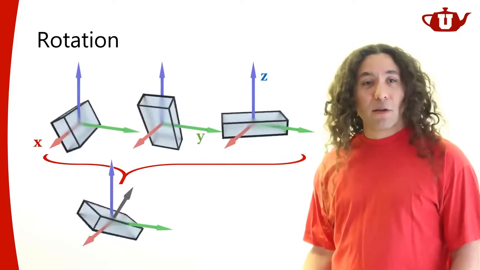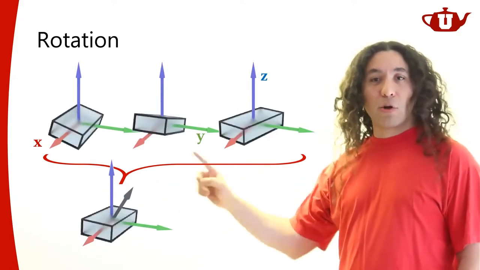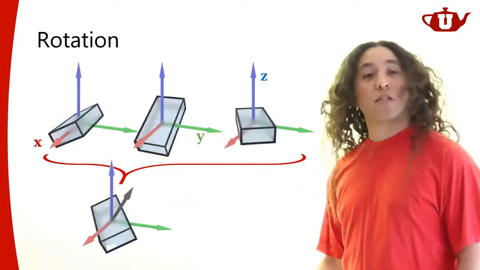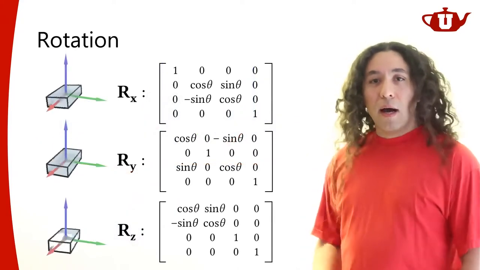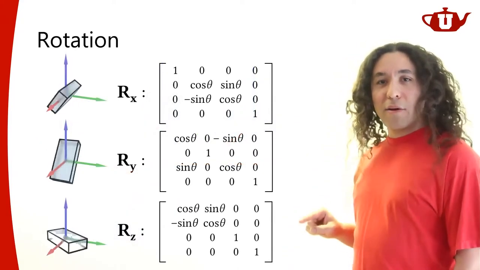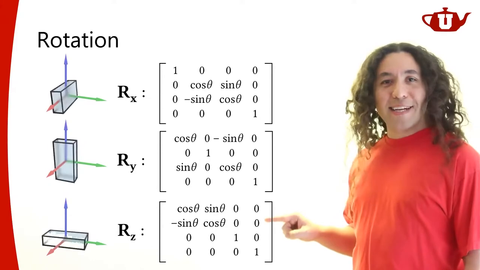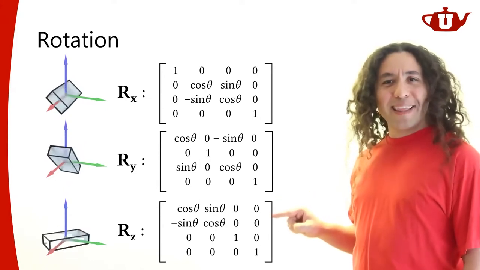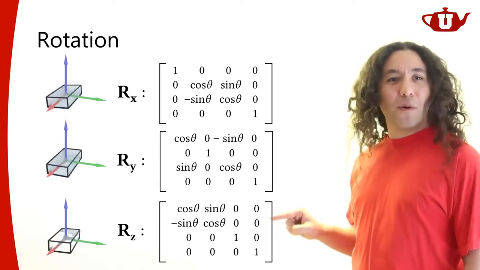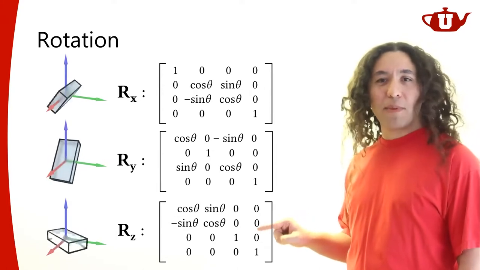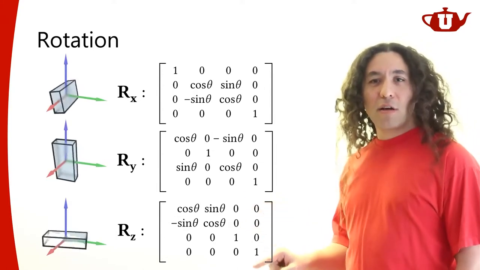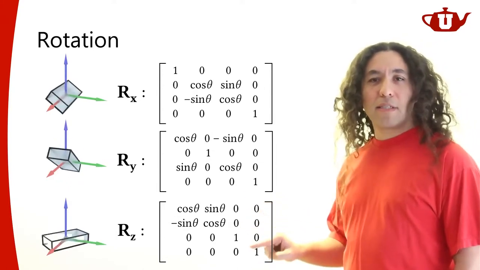All right, let's take a look at what these three rotations look like. These are going to be our fundamental functions for rotation in 3D. So now look at this one, rotation around the z-axis. This is the one that looks very much like what we had before, right? It's the same matrix, except that I have this additional column here, and I have this additional row.